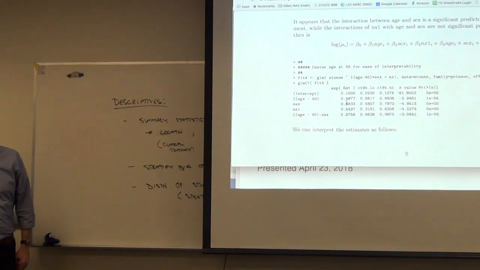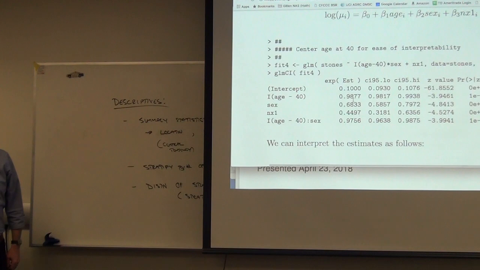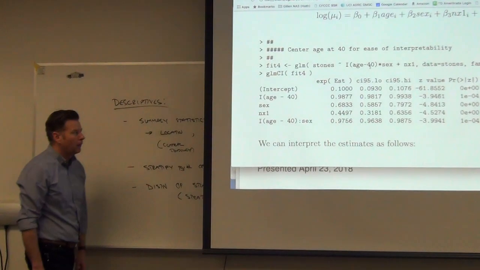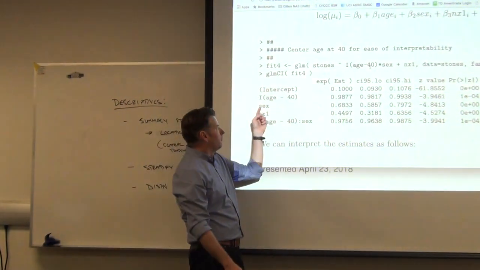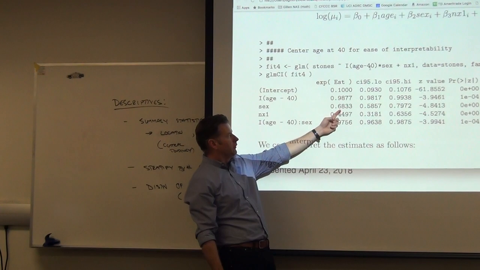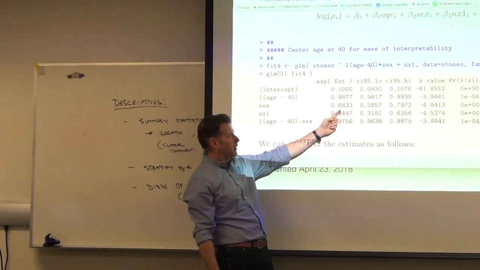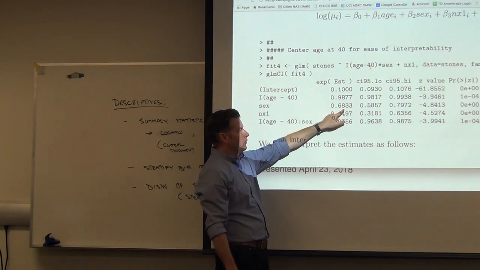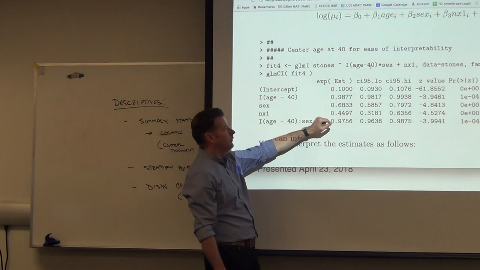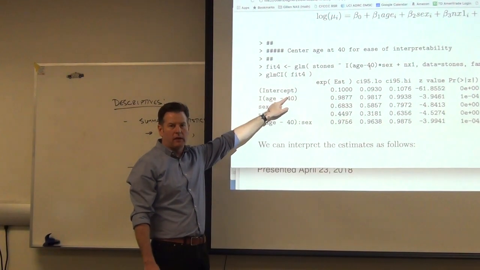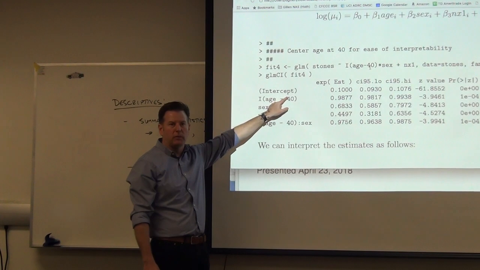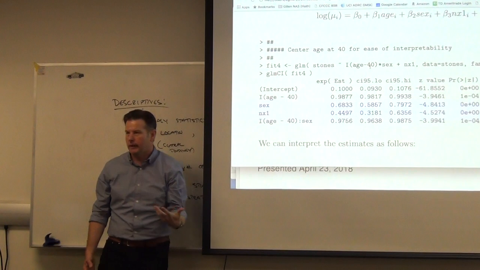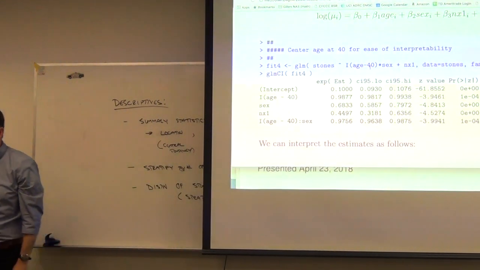A couple of things about this model as I go through. Some things that I did, right? So I have this thing that says age minus 40. Why would I do such a thing? Interpret the intercept. Yeah, I'm doing it because when I interpret this estimate for sex, which this exponentiated relative risk ratio says that there is approximately a 32% decrease in the rate of stone development comparing females to males, I'm doing that among individuals that are age 40, right? If I didn't do that, it would be among individuals that are age zero, okay?